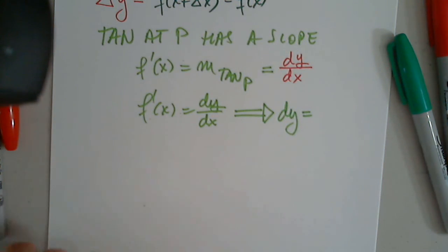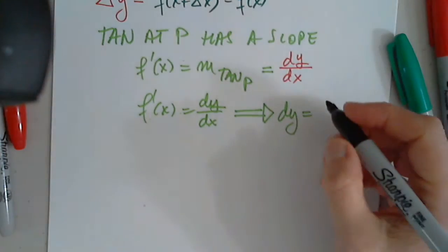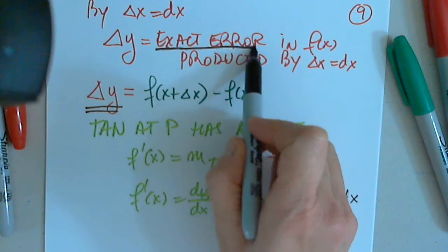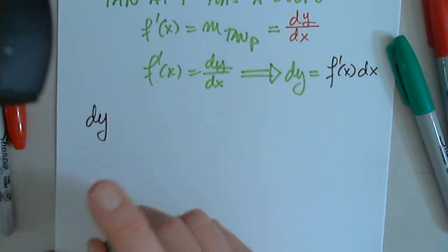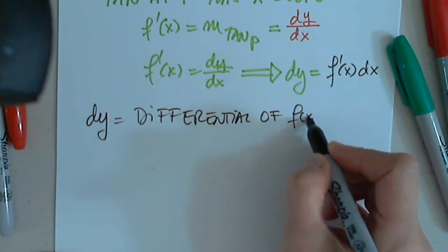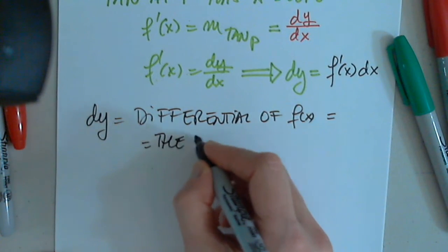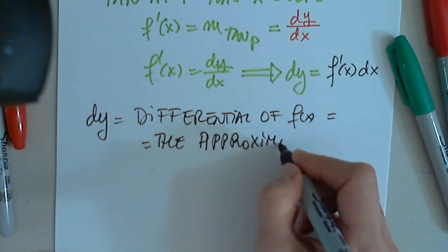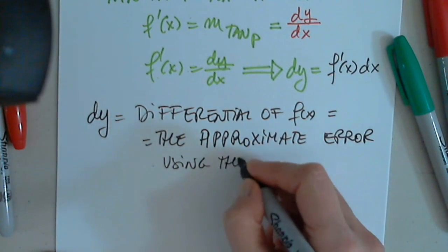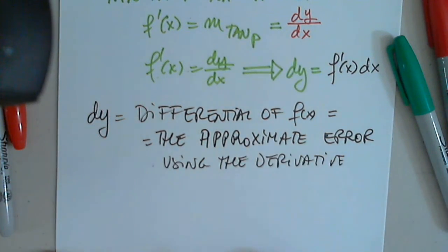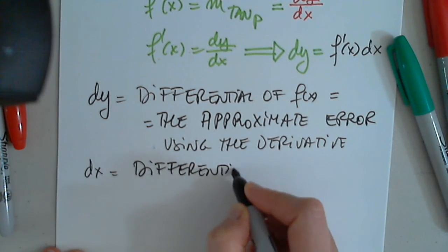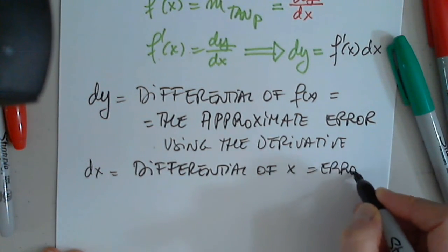Anyone? This is algebra now. Multiply each side by dx. Thank you very much. dy equals f prime of x dx. So remember, delta y was the exact error. This dy is not the exact error. It is the differential of f of x, which is the approximate error, determined using the derivative. What is dx? The differential of x. The error in x.